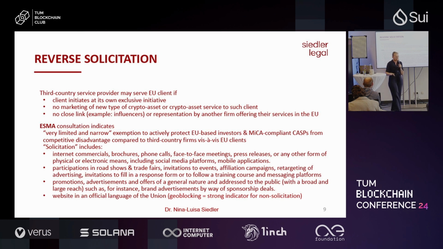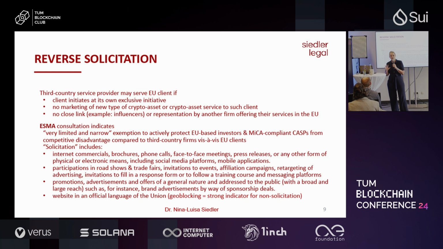In MiCAR, there is only a reverse solicitation exemption for crypto asset service providers. There is no similar rule for offerors. That led a lot of people to always state that reverse solicitation is only available for service providers, but not for token offerors. I think that's wrong. Where does this come from?